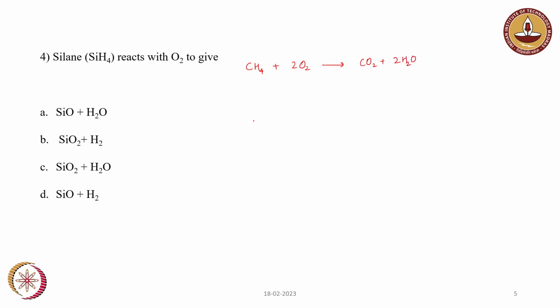Similarly we can do it for silane. SiH4 plus 2O2 will give silicon dioxide plus 2H2O. So the answer is option C, silicon dioxide and water.